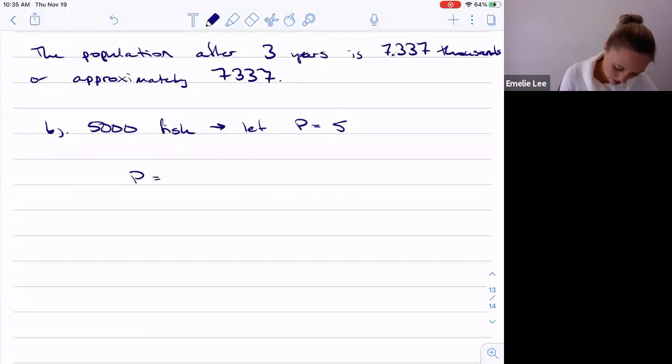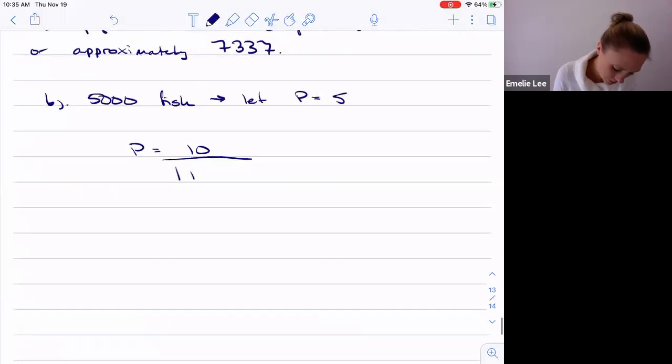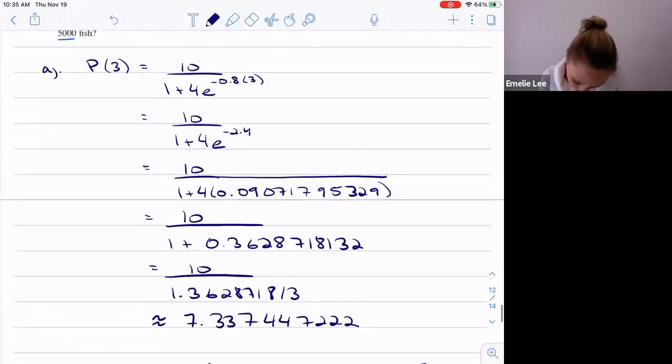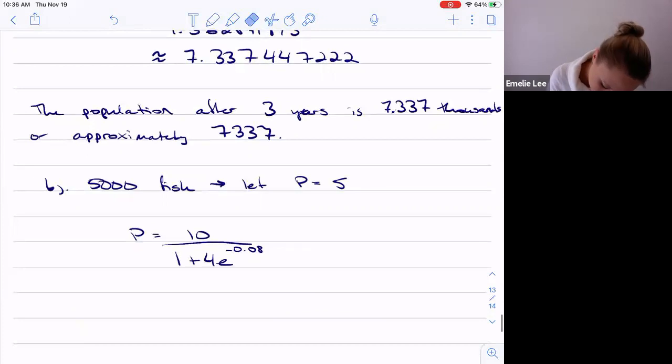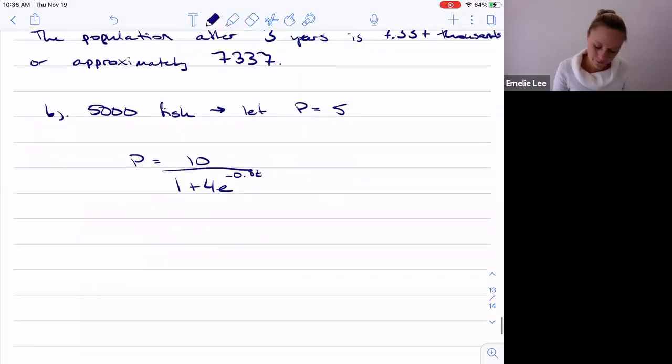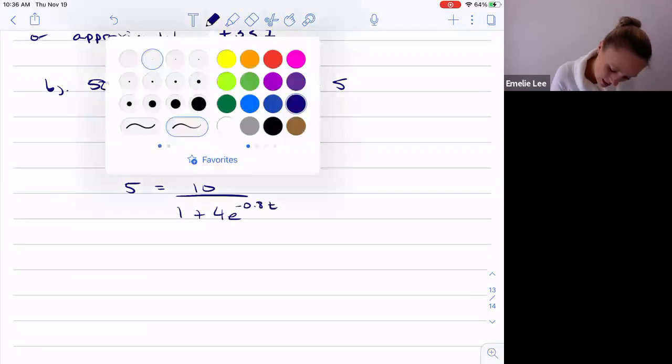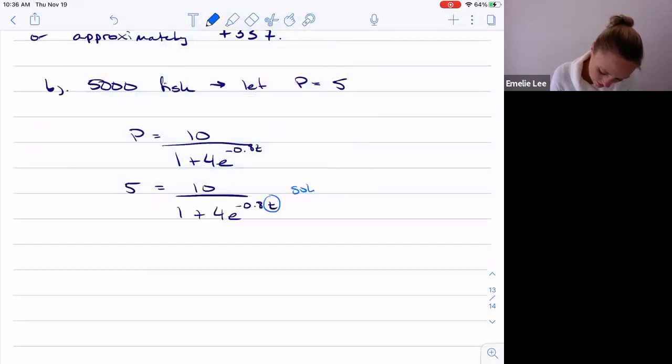So then if we copy out our equation, because it's not on the same page anymore, 10 over 1 plus 4e to the negative 0.08. Sorry, it's just 0.8. Yeah. My first time screwing that up. Good. T. So we let 5 be equal to 10 divided by 1 plus 4e to the negative 0.8 T, and we're going to solve for T.